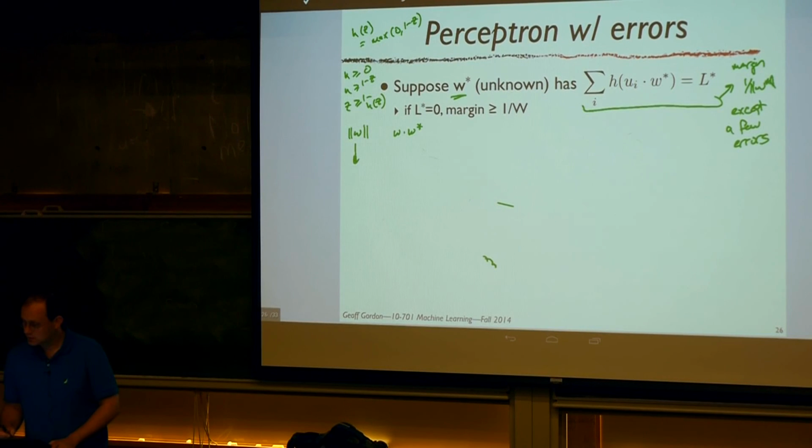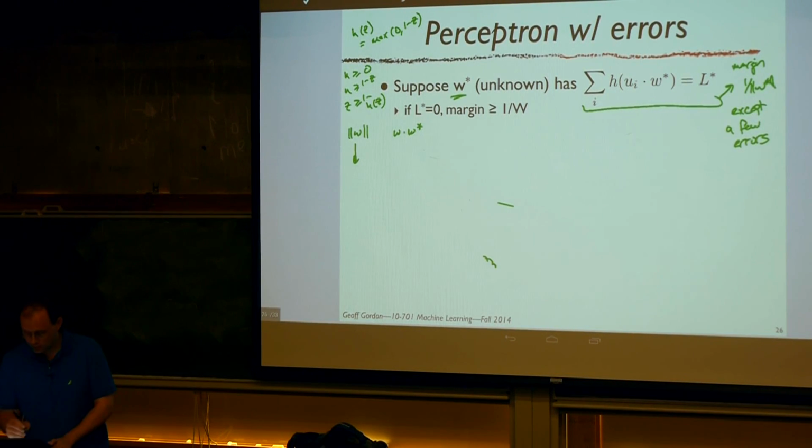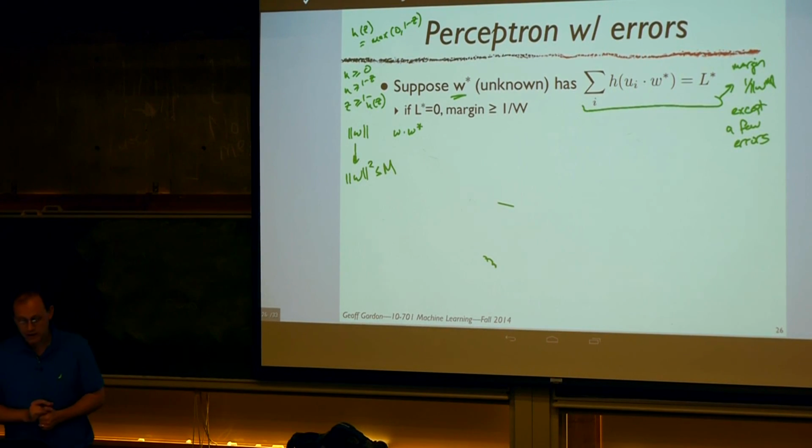And so on an error, the norm of W is going to turn out to behave exactly the same as the way it behaved before, right? The analysis is going to carry over with no change, and we'll get that the norm of W squared is less than or equal to m, right? That's the bound that we had from the previous analysis. And here m is the number of mistakes.